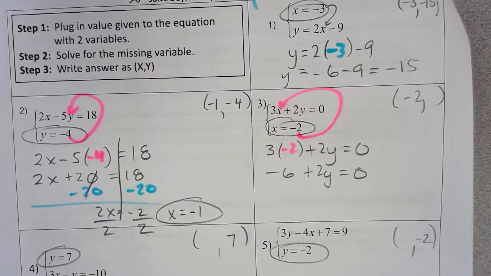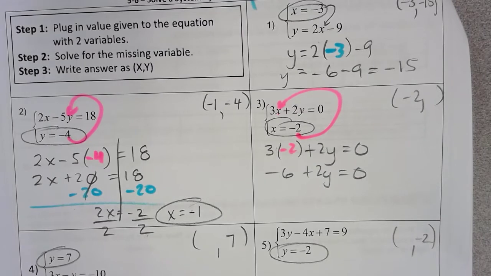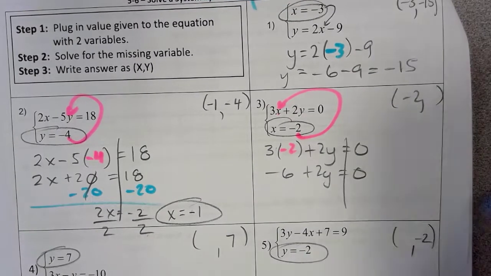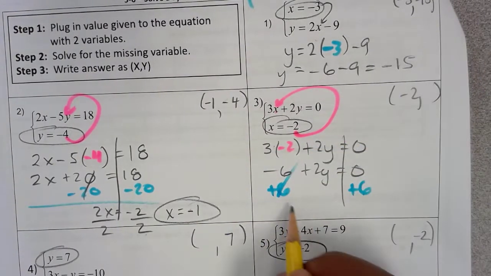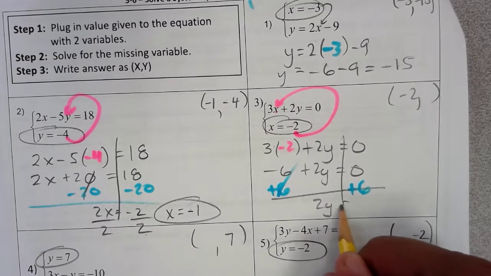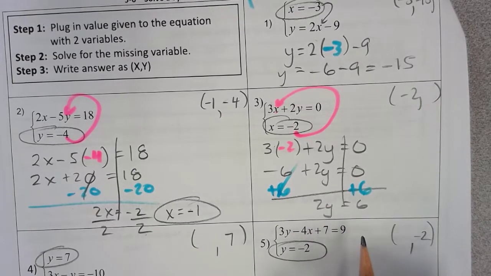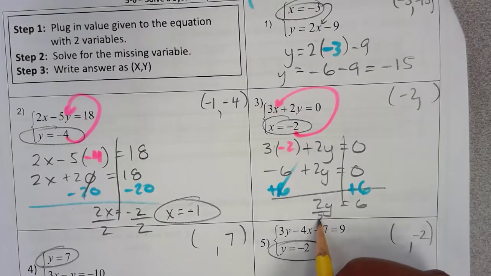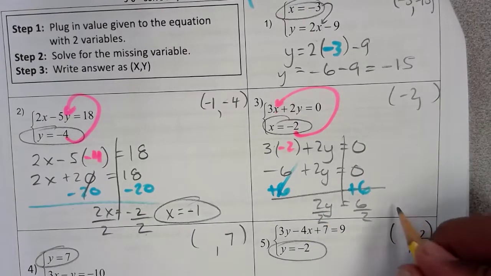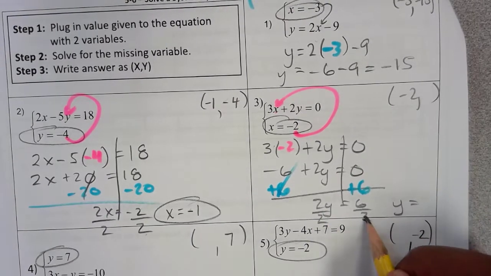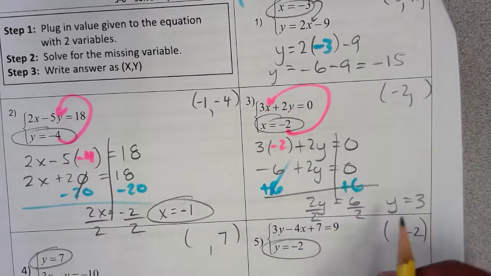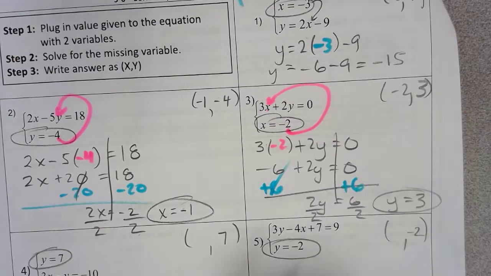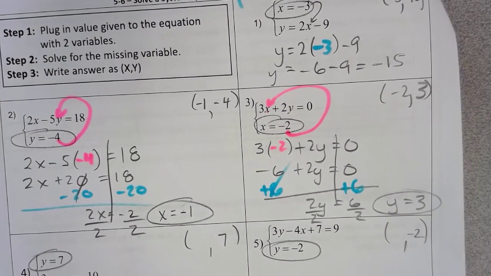Okay, what's next? Andrew, what do we do now? Add 6. That cancels out. I get 2y equals 6. And then divide by 2. So then y equals 6 divided by 2, which is 3. Okay, so then I take my 3 and I plug it in right there. There's the solution. Negative 2, 3.